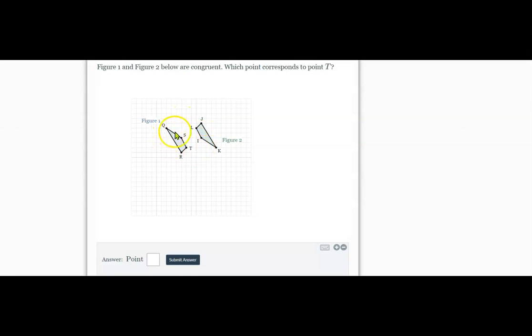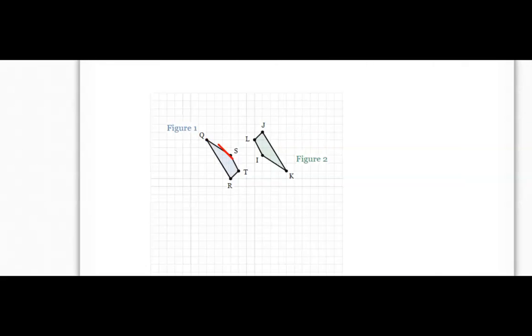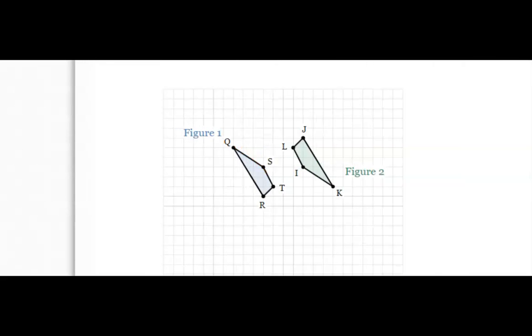So it looks like if I rotate this shape, right, if I rotate it around, I would get this small, tiny section here. It's definitely going to match up with this small, tiny section there. So S will go to I, because S connects to that long down part there.